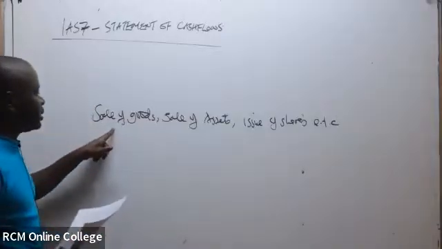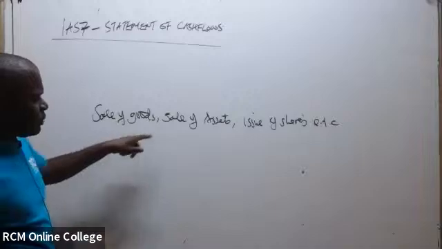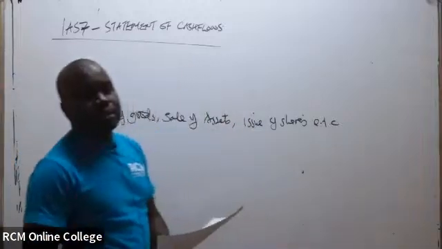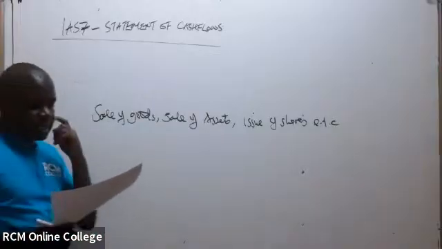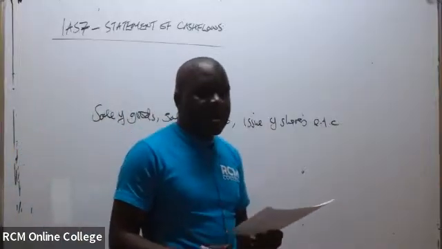So sale of goods is trading activities of the business. You sell your goods, you get money. You sell your assets, you get money. You sell shares, you get money. So that basically will be a source of what? Cash in the business. So on one side, you're having the sources of cash.